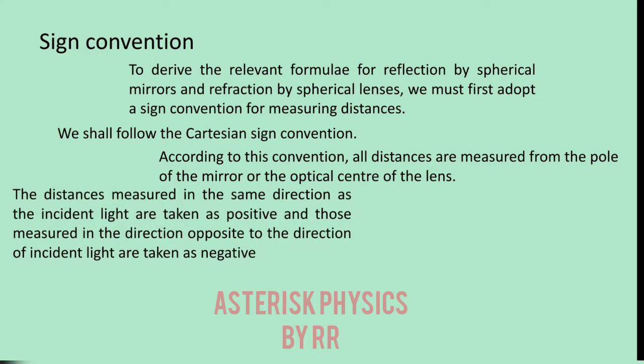The distances measured in the same direction as the incident light are taken as positive, and those measured in the direction opposite to the direction of incident light are taken as negative. That is, the reference direction is taken to be the incident light direction. All those distances measured from the pole, if you go opposite to the direction of the incident ray, are to be taken as negative and the others positive.